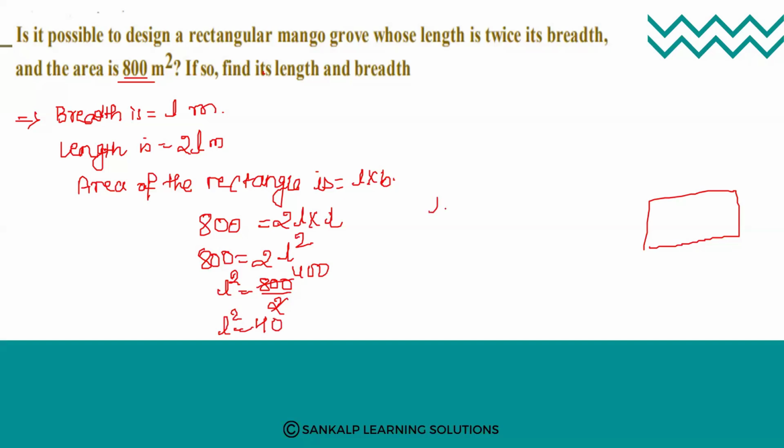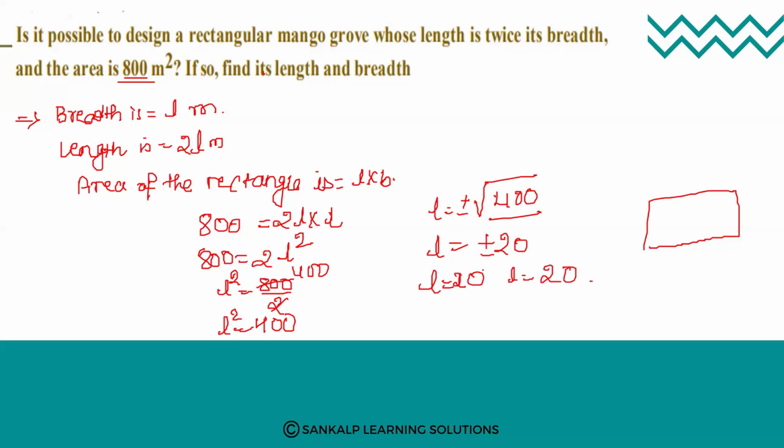L is equal to plus or minus square root of 400, right? 400 is a perfect square number. So the square root of 400 is plus or minus 20. That means two roots are there. So L is equal to plus 20 and L is equal to minus 20.